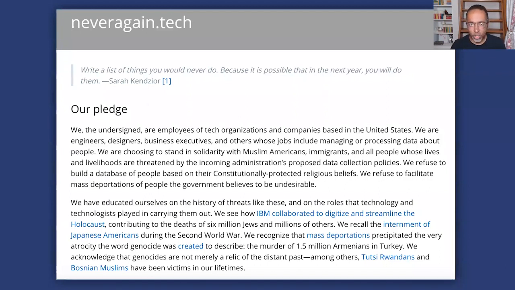Even software engineers are getting in on this. There's the Never Again pledge that a lot of data scientists and software engineers got together and signed when they saw that their work with data was being used to hurt immigrants. And they pointed to a long and sordid history of data being used to hurt excluded populations. And they said, we don't want to be a part of that history. And here's a list of things we are willing to do to make sure that never happens, up to and including destroying unethical data sets.